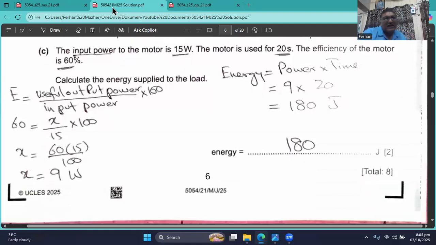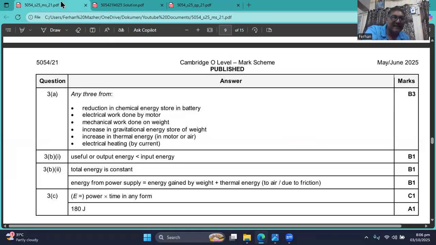Okay. So you know the efficiency is equal to the useful output power divided by the input power multiplied by 100. So the efficiency is 60%. The output power we don't know. That's X. Input power is 15 watts, multiplied by 100. So the value of X will be 9 watt. Now I know the useful output power, and I know the time for which the motor has worked, that is 20 seconds. So just multiply the power and the time, you get the energy. So 9 multiplied by 20, that is 180 joules. 180 joules is the answer, sir. Let's check. 180 joules is the right answer, sir.